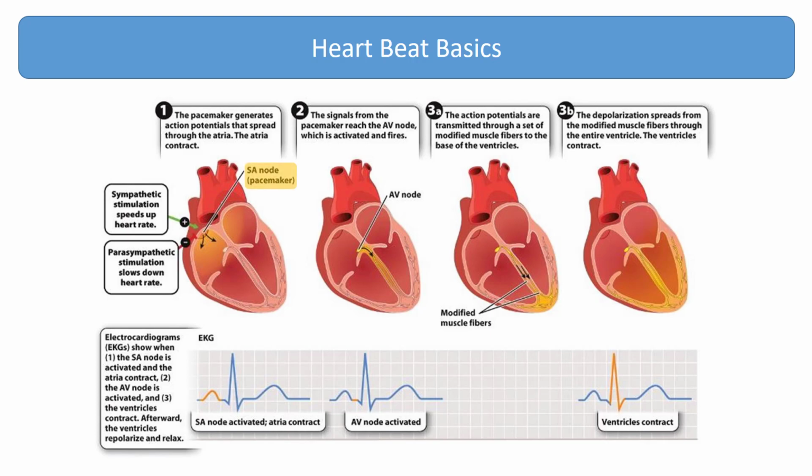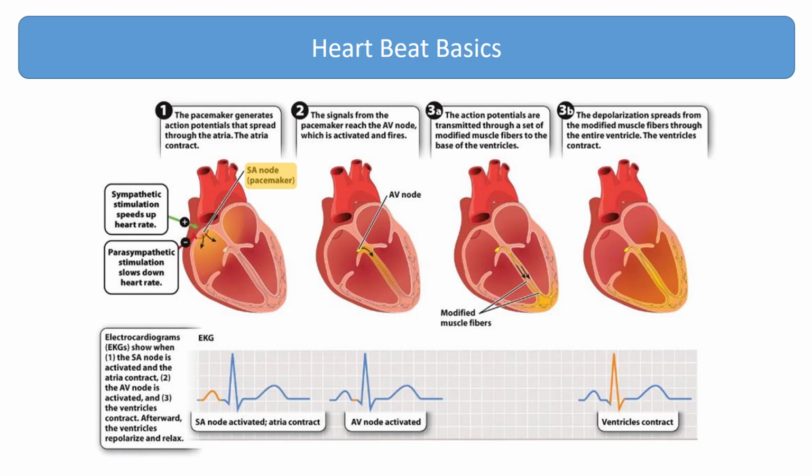The heartbeat is initiated at the sinoatrial node, located at the junction of the vena cava and the right atrium. When the pacemaker cells in the SA node fire, action potentials spread rapidly from one cell to the next throughout the right and left atria, causing both atria to contract at the same time. Because there is no electrical contact between the atria and ventricles, the ventricles do not contract.